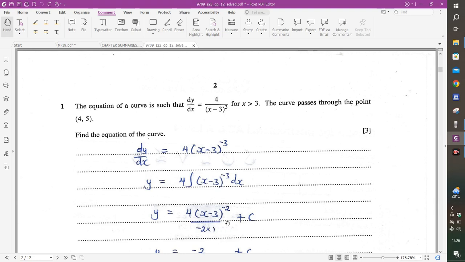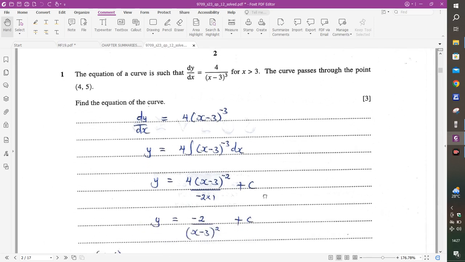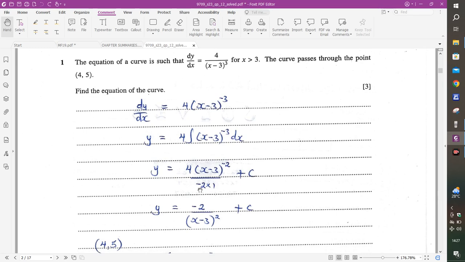And then after that, we put an arbitrary constant, because any constant, when it is differentiated, gives you 0. So which constant was differentiated and disappeared, we don't know it. So we need to find it out. But we can only find it if we are given the point through which the curve passes. They are telling us that the curve passes through the point (4, 5). So now we can substitute in this expression that we have gotten.